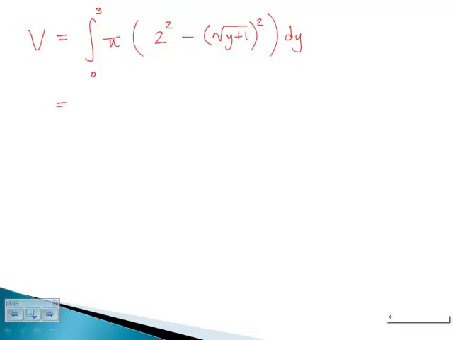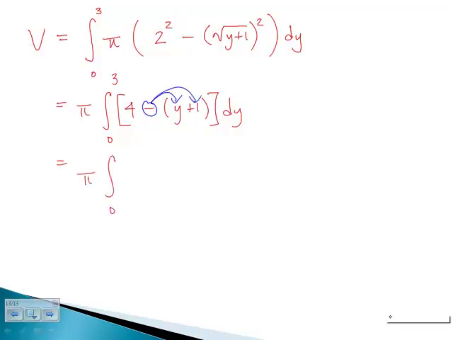To simplify, we will remove the pi and multiply it on the outside of the integral. When you square 2, you get 4. And when you square this radical, the radical is removed. And so you have y plus 1. And all of this will be integrated with respect to y. We can clean it up even further by distributing the minus sign here, which will give us pi times the antiderivative from 0 to 3 of 4 minus y minus 1. Again, with respect to y.